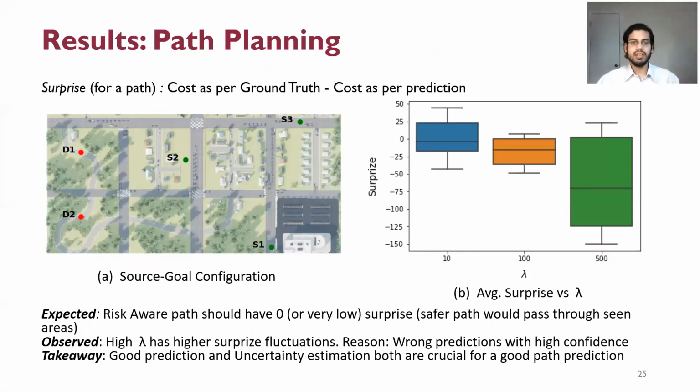While we expected surprise to move closer to 0 with increase in lambda, as it would push the path to pass through certain areas with low cost, like roads, we observed that for higher lambda, the surprise and the fluctuation is higher. We found that this is due to the path passing through areas with wrong prediction and high confidence. What we understand from these observations is that sound path planning requires both good semantic segmentation to give us the correct predictions and an uncertainty map to avoid the unseen areas.